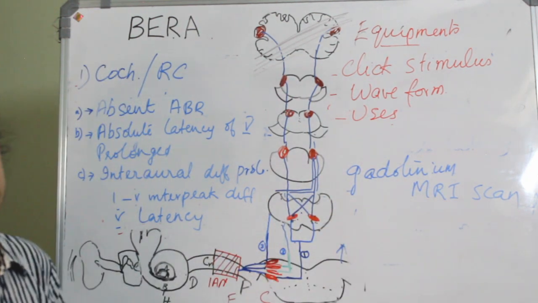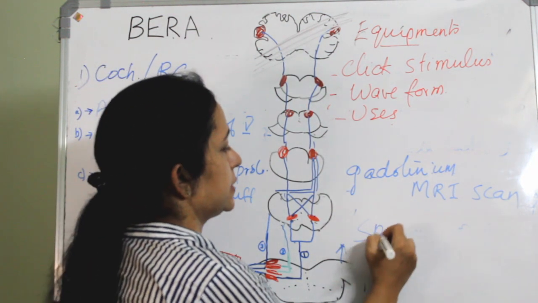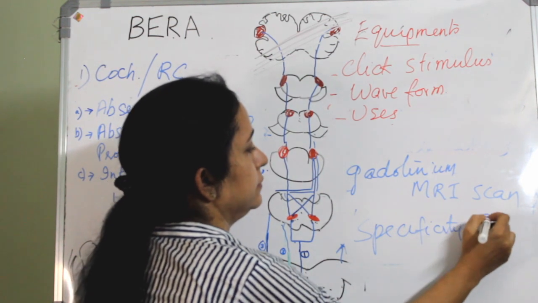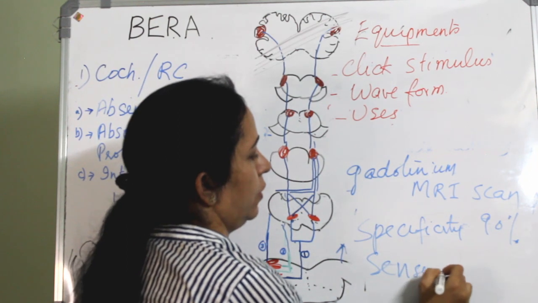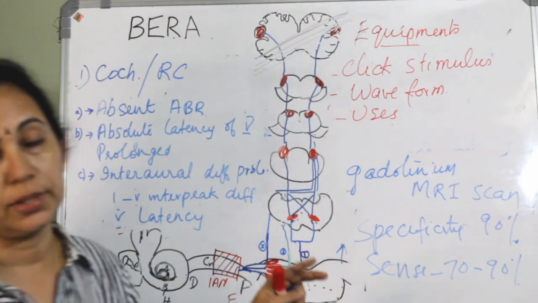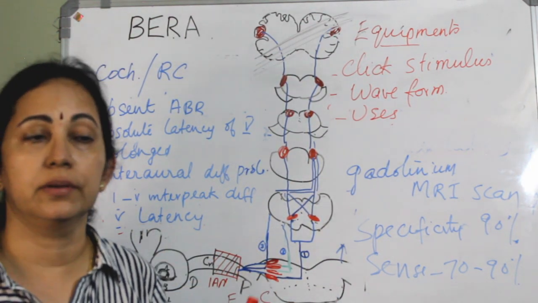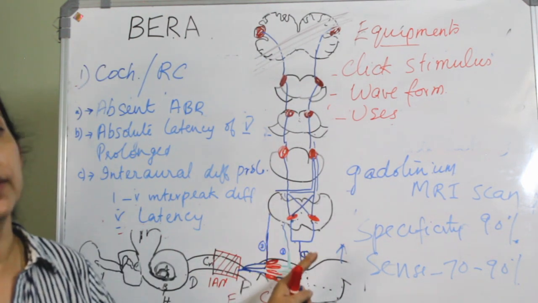So after doing a BERA, if you get any of this, go for a gadolinium enhanced MRI scan, and in that case, in finding out the lesion, the specificity is 90%, and you come to a sensitivity of around 70 to 90%. So that shows the usefulness of BERA in finding very early lesions in the retrocochlear pathway.